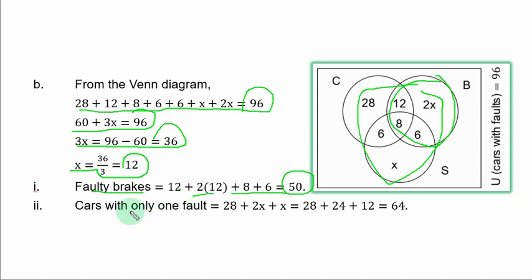Roman figure 2, cars with only one fault. You must note it, only one fault. That is crash plus brakes plus steering. That is 28 plus 2S plus S, and that is 28 plus 24, 2 times 12, then plus 12, and that is 64.